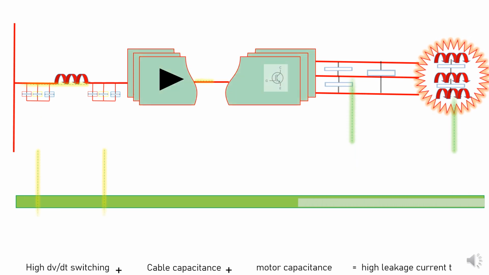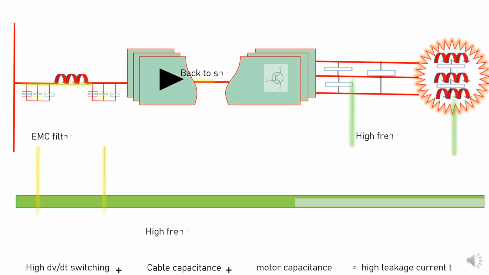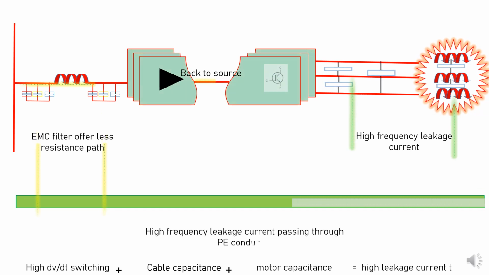Many good customers use both the filters. Let me try to explain. You can see here now. I mentioned in the last sheet that the leakage current should go back to the source. In our case, the source is the IGBT or inverter. Now you can see this high frequency leakage current is passing through the PE conductor, and the filters are absolutely tuned to absorb it, offering very little resistance, instead of going to the source.